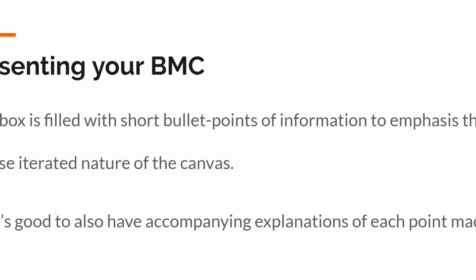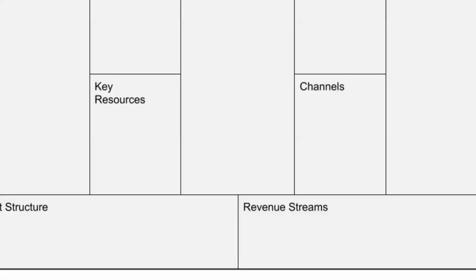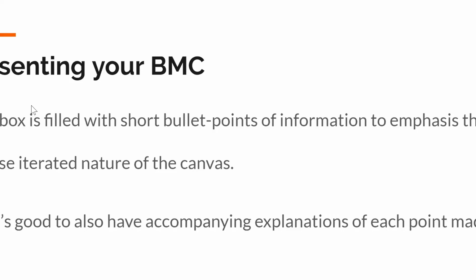So when you're presenting your business model canvas, each of those boxes is filled with short bullet points, just to say these are things that can contribute to this aspect. So, bullet points of the key partners that you're working with, but not necessarily too much information beyond that. That said, it's often a good idea to have accompanying explanations, and part of the deliverables for Startup Week will include explanations of each of these bullets. Why is partner X related to activity Y, and so on.